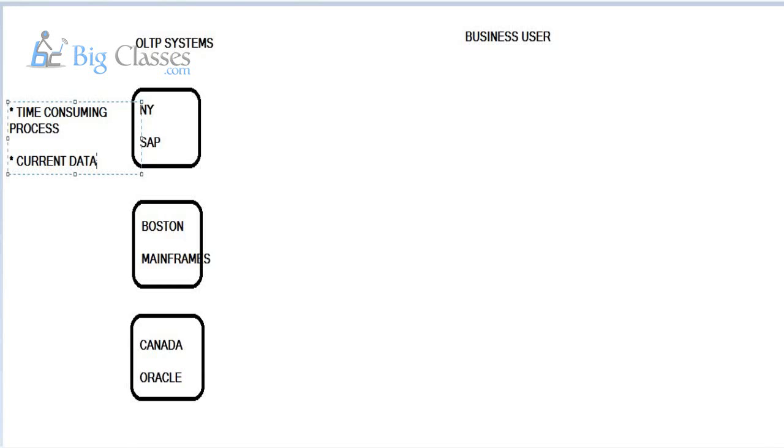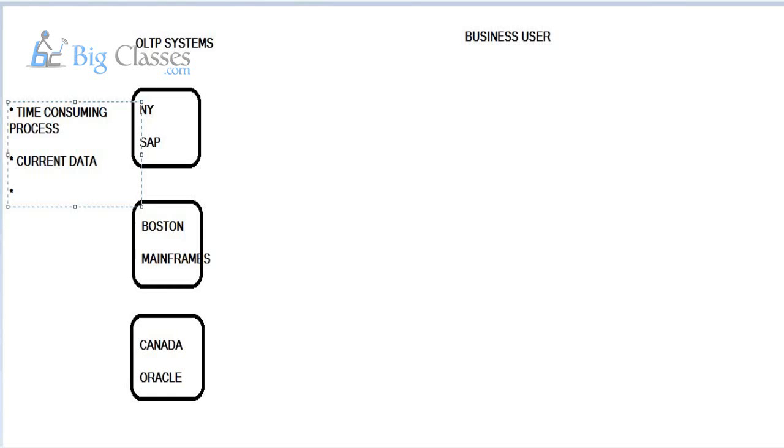If you go to the New York region, it contains its own data. If you go to Boston, it contains its own data, right? So every system and every zone has its own data, which is independent data. We don't have a centralized system that contains all the data from each region.